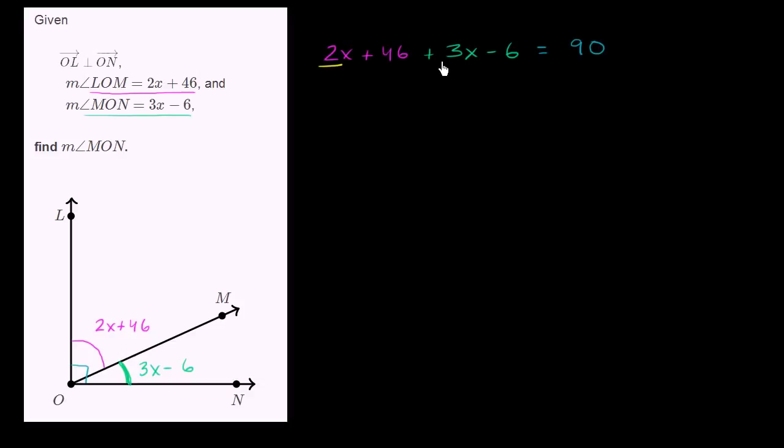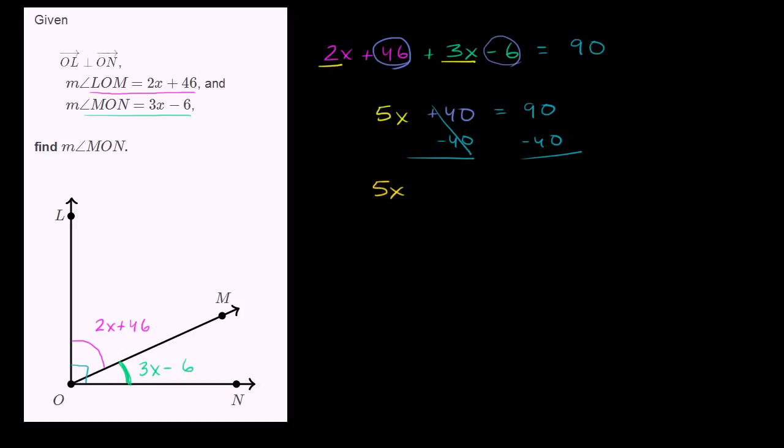We have 2x's, and we have another 3x's, so you add those two, you're going to get 5x's. And then you have 46, and you're going to subtract 6, so it's going to be plus 40 is equal to 90. Subtract 40 from both sides. On the left-hand side, you're just left with a 5x. And on the right-hand side, you are left with a 50. Now just divide both sides by 5. And we are left with x is equal to 10.